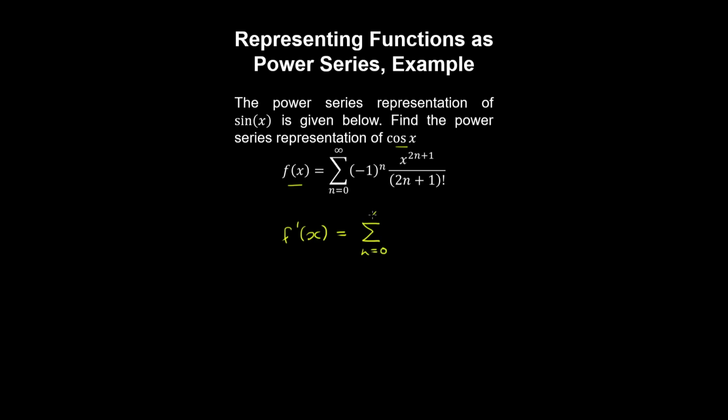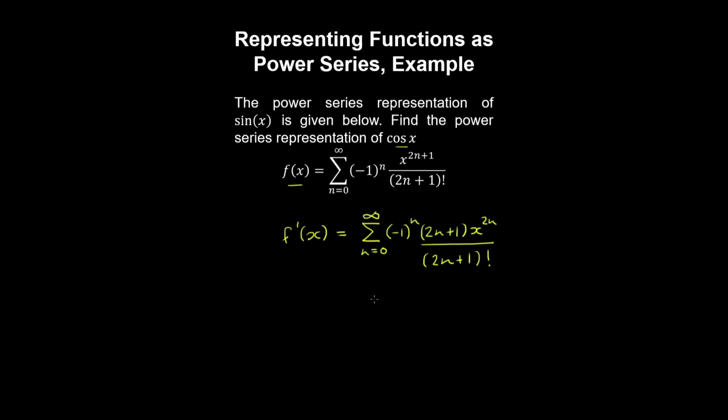with respect to x. So we have -1 to the n, and then using the power rule for differentiation, we have 2n plus 1, and reduce the exponent by 1. And that's divided by 2n plus 1 factorial.